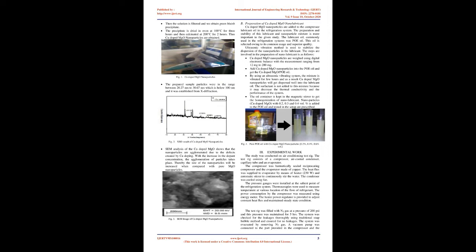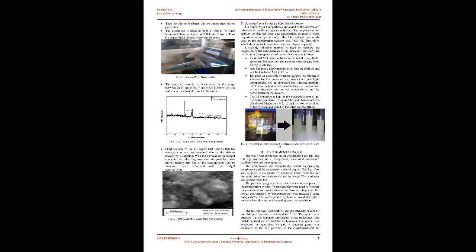Then the solution is filtered and we obtain green bluish precipitate. The precipitate is dried in oven at 100 degrees Celsius for 3 hours and then calcined at 200 degrees Celsius for 2 hours. Thus Cu-doped MgO nanoparticles are obtained. SEM analysis of the Cu-doped MgO shows that the nanoparticles are agglomerated due to the defects created by Cu doping. With the increase in the dopant concentration, the agglomeration of particles takes place, thereby the size of the nanoparticles will be increased when compared with pure MgO nanoparticles.